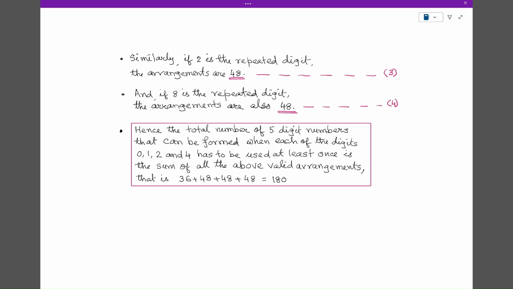Hence, the total number of 5-digit numbers that can be formed when each of the digits 0, 1, 2 and 8 has to be used at least once is the sum of all the above valid arrangements, that is 36 plus 48 plus 48 plus 48, which is equal to 180, and that is the answer.